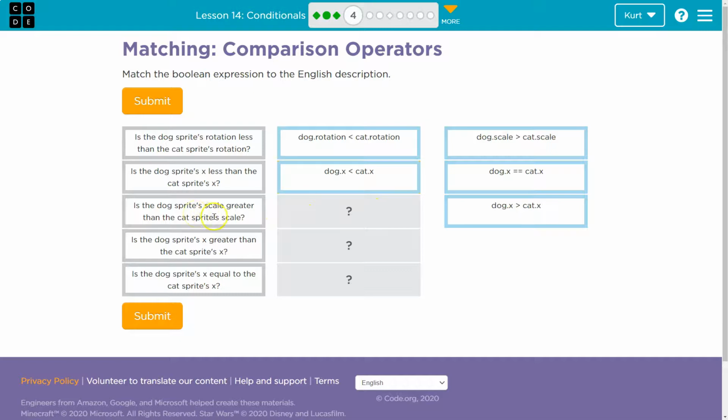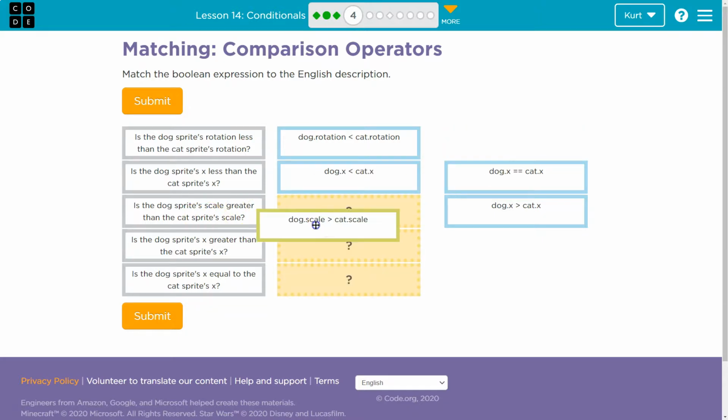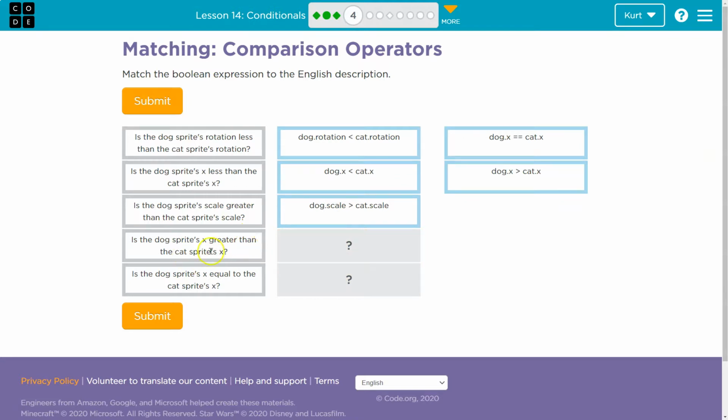Is the dog's sprite's scale greater than the cat's scale? Okay, so we're looking for greater than. There's greater than. There's greater than. This one says scale. So dog.scale greater than cat.scale. Is the dog's sprite scale greater than the cat's? Boom. Same thing with these. Greater than the sprite's X value. So greater than sprite's X.